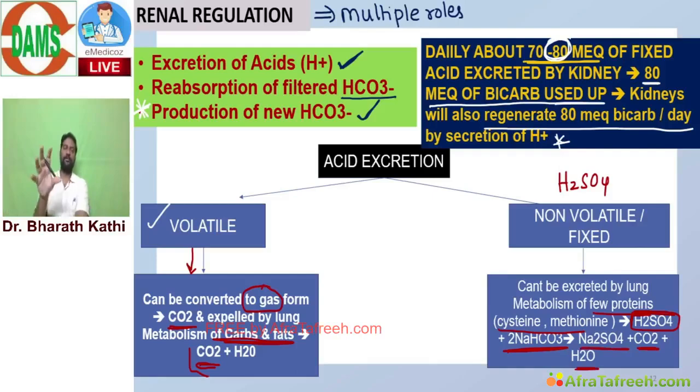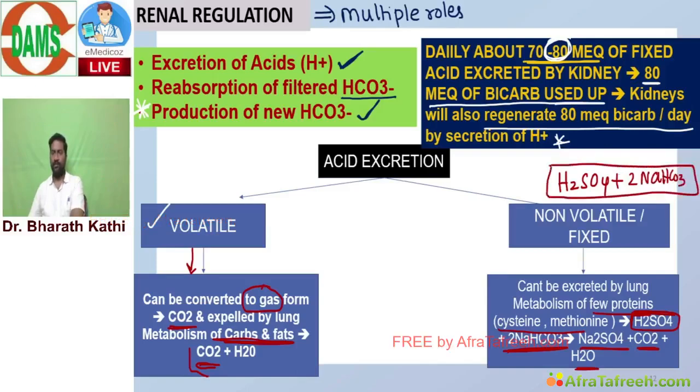In simple words, fixed acids are those which cannot form CO2 directly. For that, you are using your kidney's bicarbonate. Now suppose cysteine or methionine is metabolized, it forms H2SO4. For this H2SO4 to be excreted, you are using bicarbonate.